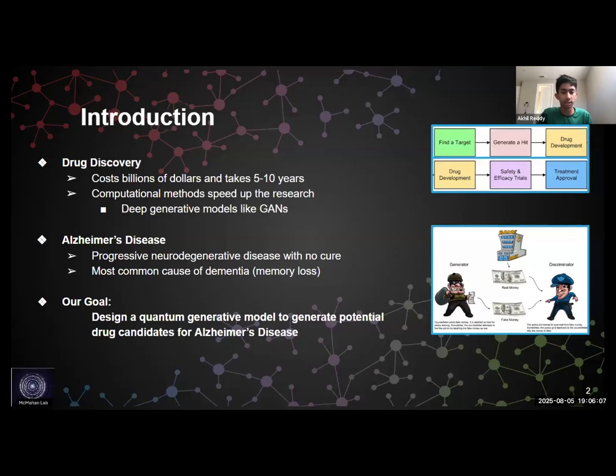And the particular problem is Alzheimer's disease, which is a progressive neurodegenerative disease, meaning it causes a loss in neuron function, and currently has almost no cures. It's actually the most common cause of dementia or memory loss. So our goal is to design a quantum generative model using the GAN to generate potential drug candidates that are effective in curing Alzheimer's disease.